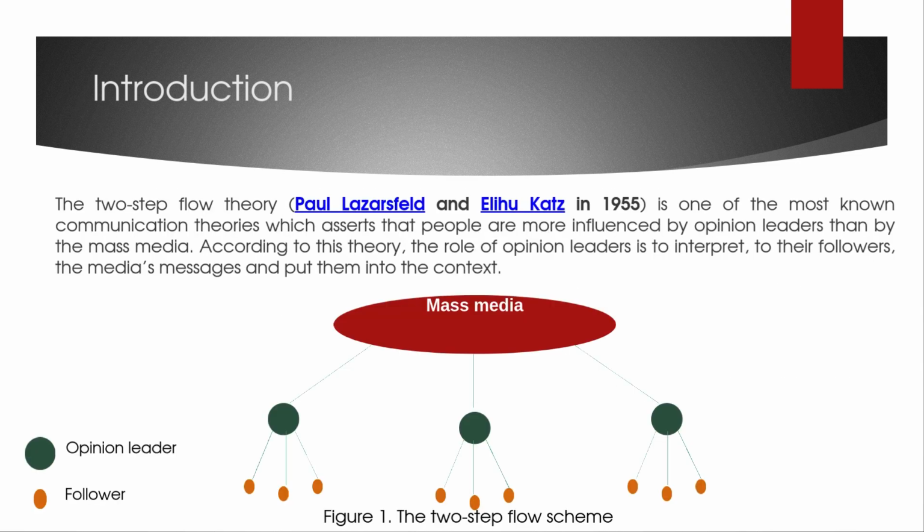The two-step flow theory is one of the most known communication theories, which asserts that people are more influenced by opinion leaders than by the mass media. According to this theory, the role of opinion leaders or influencers is to interpret to their followers the media messages and put them into the context.